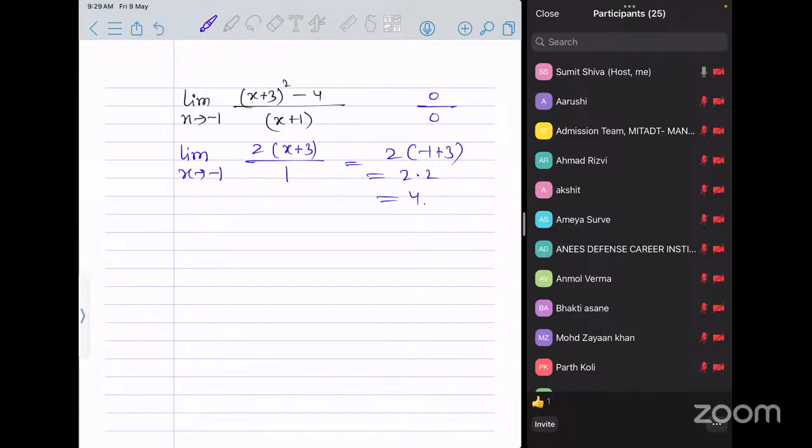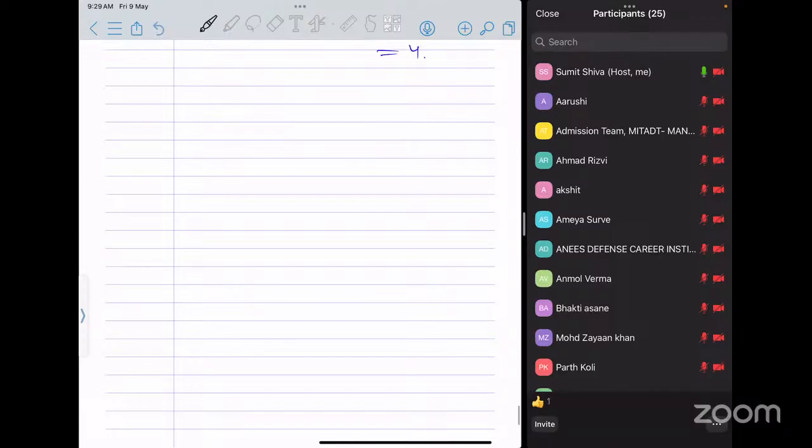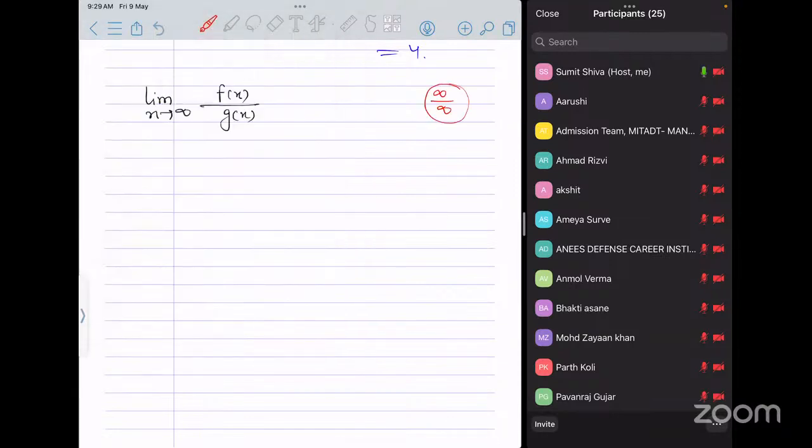Okay. Let's take one more standard format. Limit x extending to infinity, some expression divided by some expression, and the form is definitely infinity by infinity. The first approach may be L'Hopital rule. Another one is if this question is in the form of polynomials, then we can have a different approach. Let's say the question goes like this.